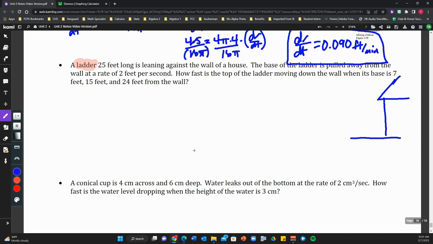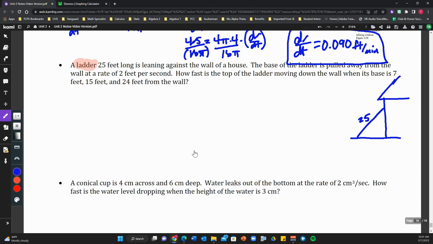Here's my house. Here is my ladder. So it's leaning up against the house. And they said that the ladder is 25 feet long. And that's important to note. The ladder is not changing in this process. The length of the ladder is not changing, so that is a constant value. So let's keep that in mind.